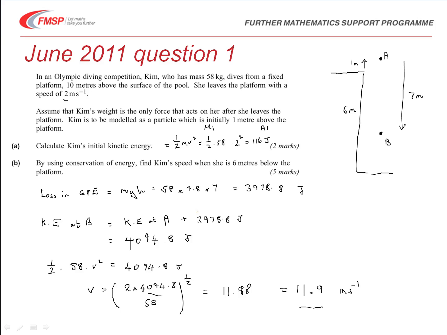Okay, 5 marks for that part of the question. Well, a method mark for working out the loss in GPE, with an accuracy mark for getting the correct value for that, and a method mark for calculating the kinetic energy at B, and then a method mark for coming up with an appropriate expression for v, with an accuracy mark for obtaining an appropriate answer.